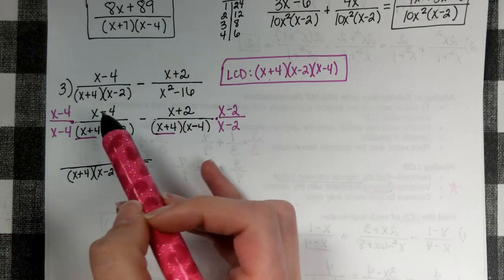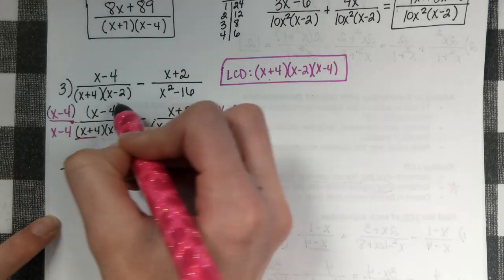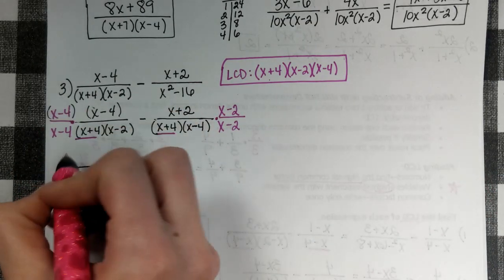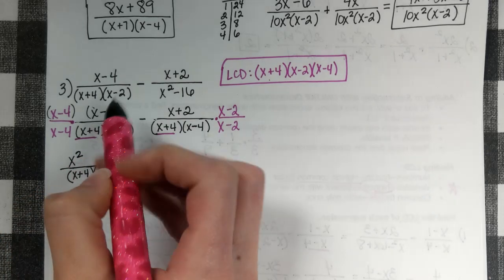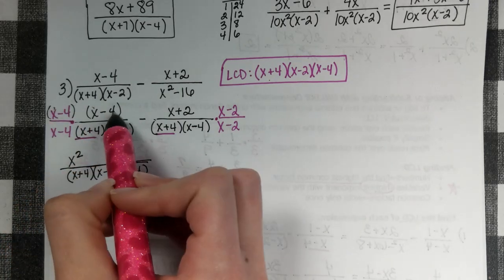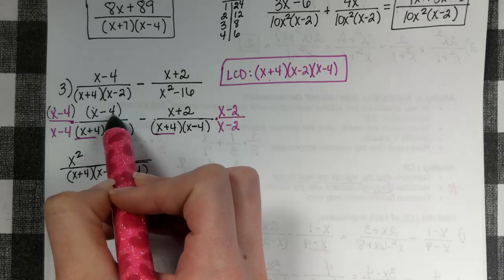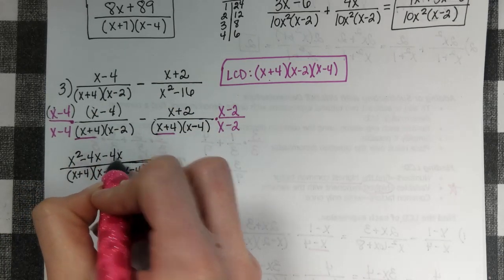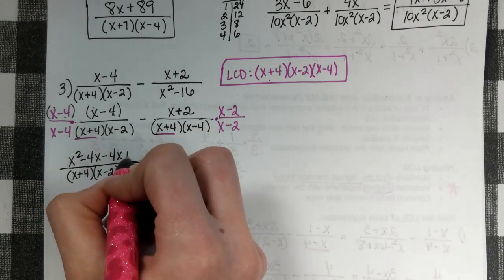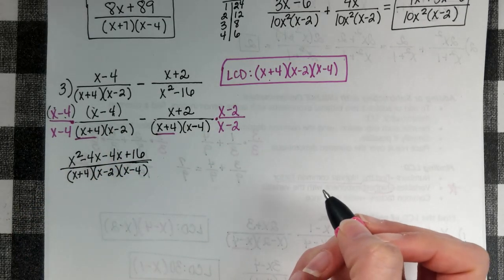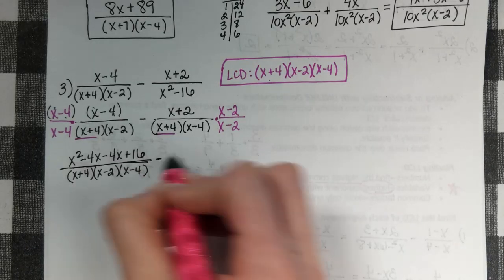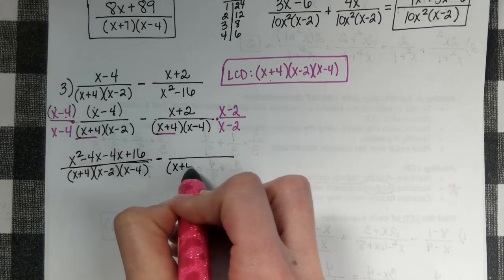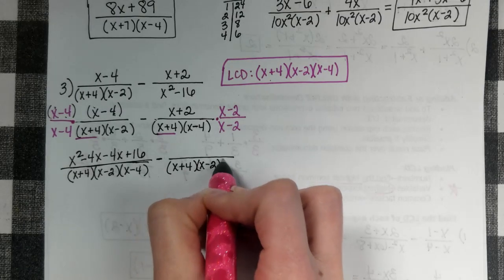When I multiply my numerator, I have two binomials. That means I need to FOIL it. Okay, so x times x gives me x squared. Then I have x times negative 4, negative 4x. And then negative 4 times x is another negative 4x. And then negative 4 times negative 4 is 16. Then I have minus. Again, my common denominator, x plus 4, x minus 2, x minus 4.